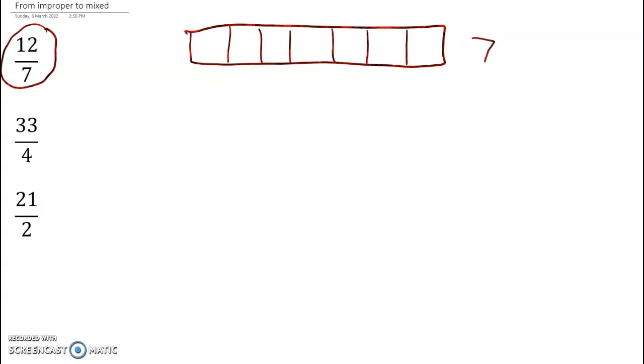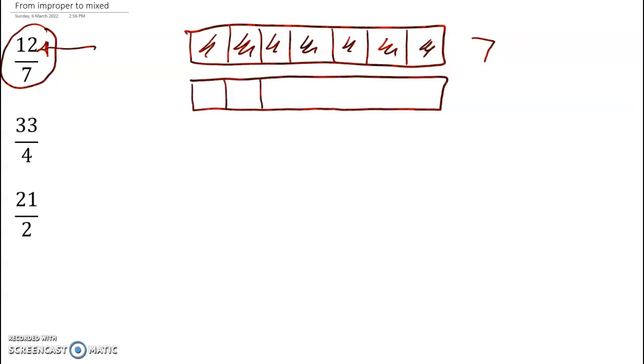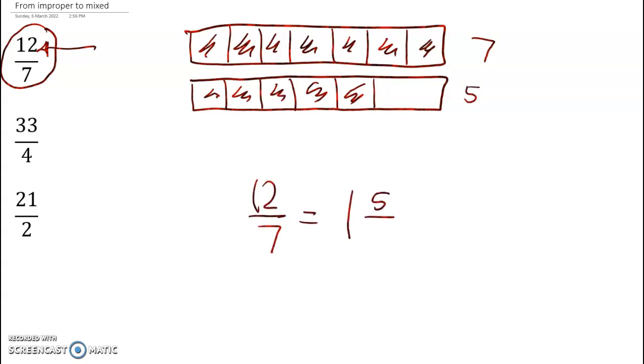Right, so here I've used up 7 of those 12 sevenths. Now, how many have I got left over here? Well, I've used up 7 and I've got 5 more. So we can write 12 over 7 as 1 whole and 5 sevenths. So we're working backwards from what we did in the last screen. We're looking for the nearest whole number, right?